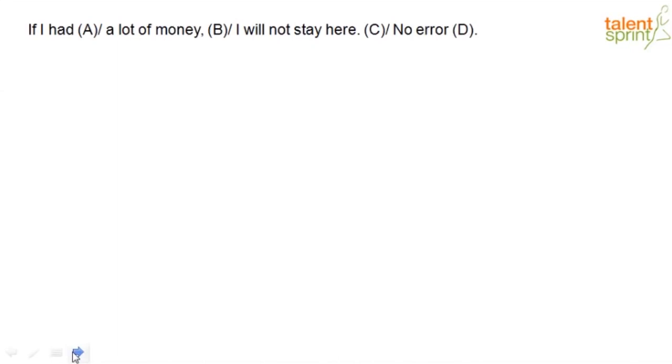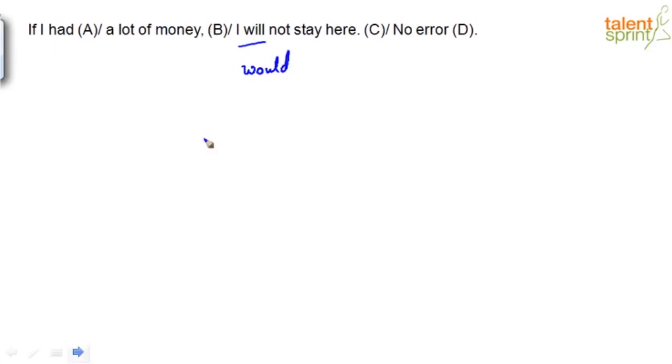Rule number 15, if conditionals. First conditional, second conditional, third conditional. All you need to be familiar with is the sentence construction in these conditionals. That will make your job easy in finding errors pertaining to if conditionals. If I had a lot of money, I will not stay here. As soon as you see the sentence, you know it's pertaining to a specific rule. What is that rule? If I had a lot of money, I will not stay here. Yes, that's it. Not will, but would.